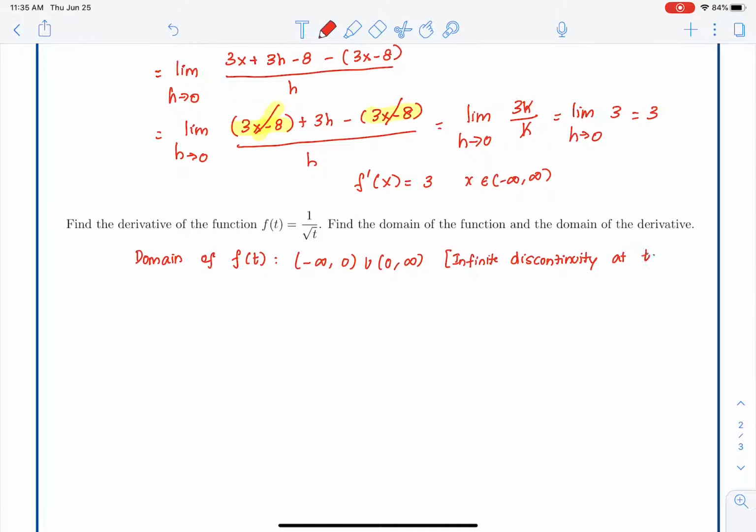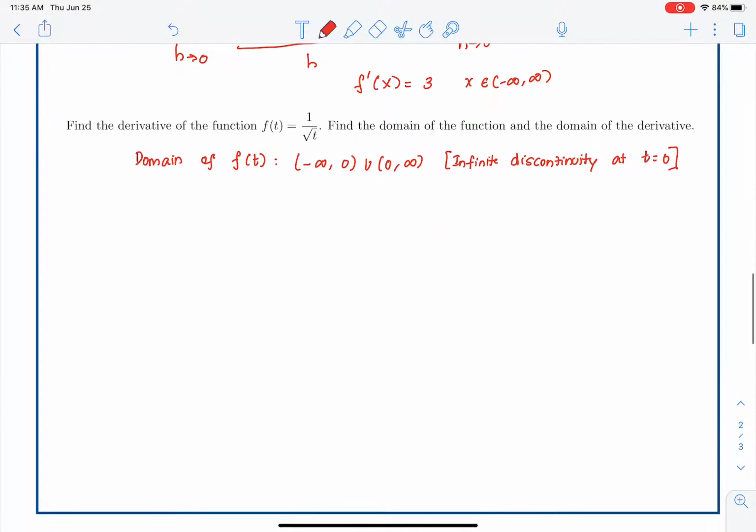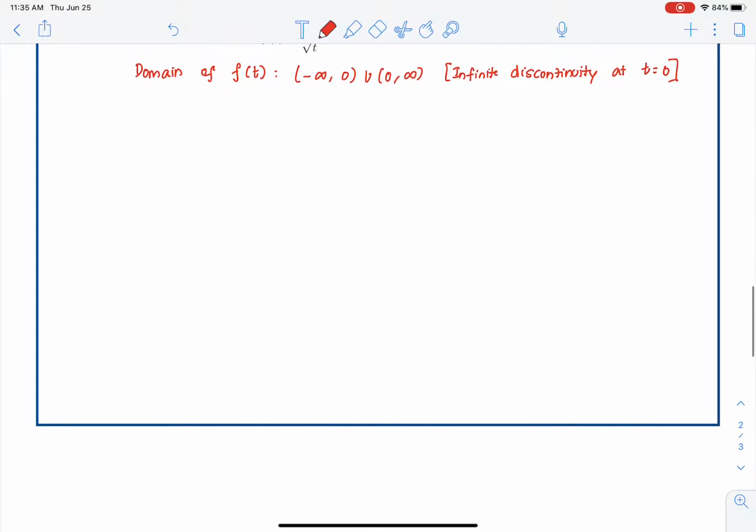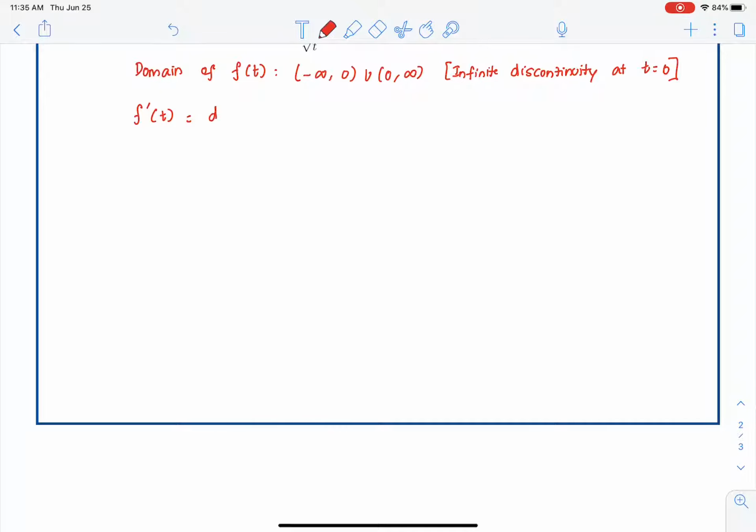At t equals 0. Let's find the derivative f prime of t. Now you've got to keep in mind, when we take the derivative, we always take the derivative of the function f with respect to its independent variable. So that is the derivative of f of t with respect to t. And what is t here? T is the independent variable.